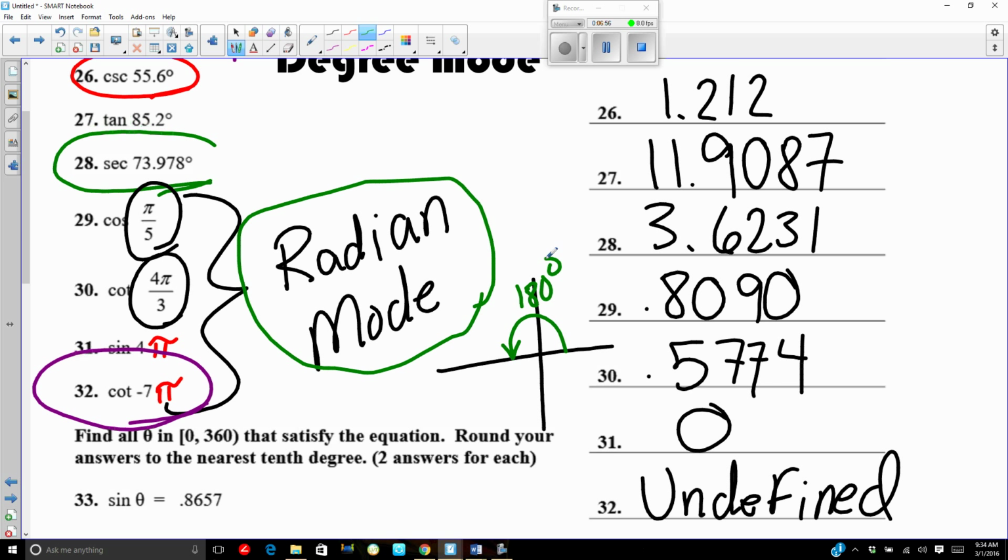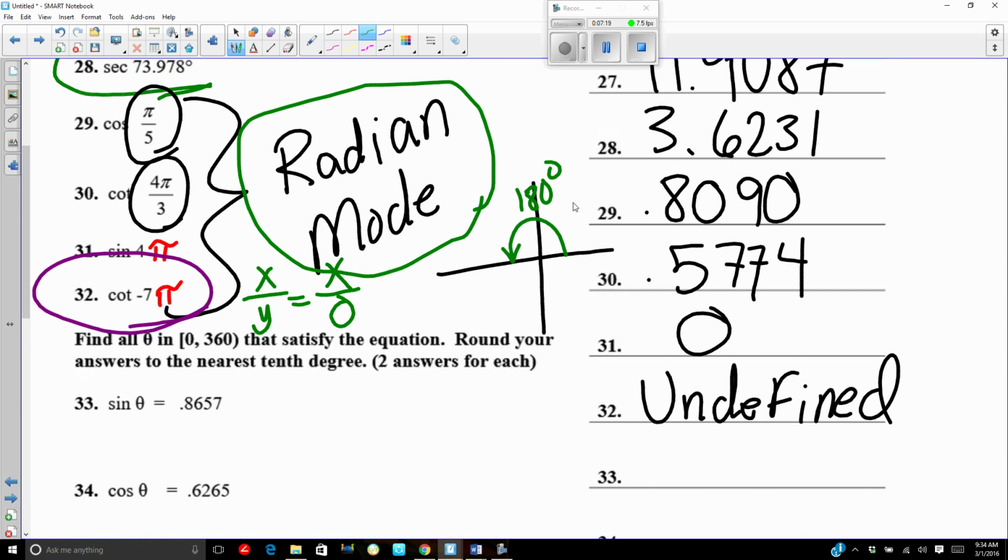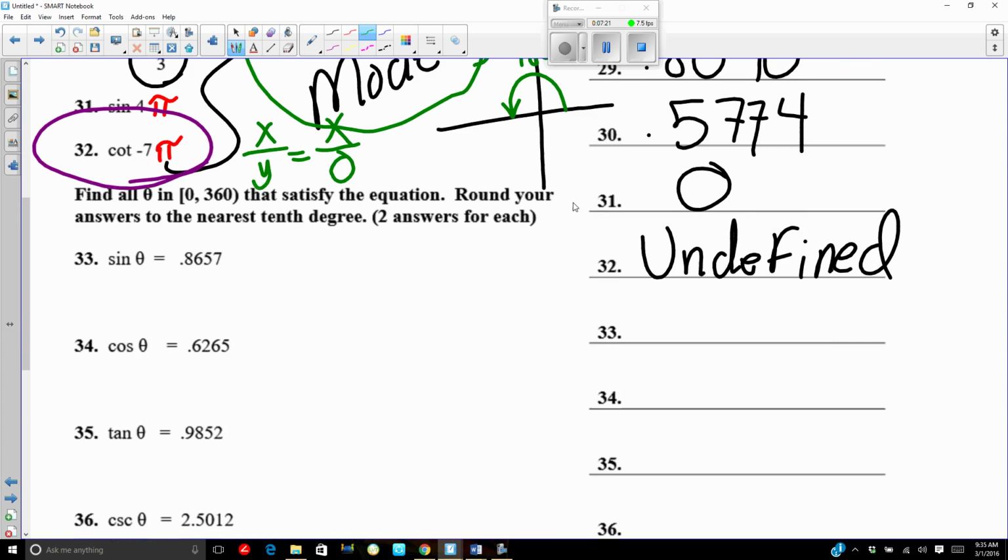And if you do the trig on that, the x divided by the y ends up being a 0. So it's something divided by 0. You can't divide something by 0, you get undefined. If you type it in the calculator, it'll give you an error sign, or it'll say undefined in your calculator. So again, all you have to do for 25 through 32 is put it in your calculator.